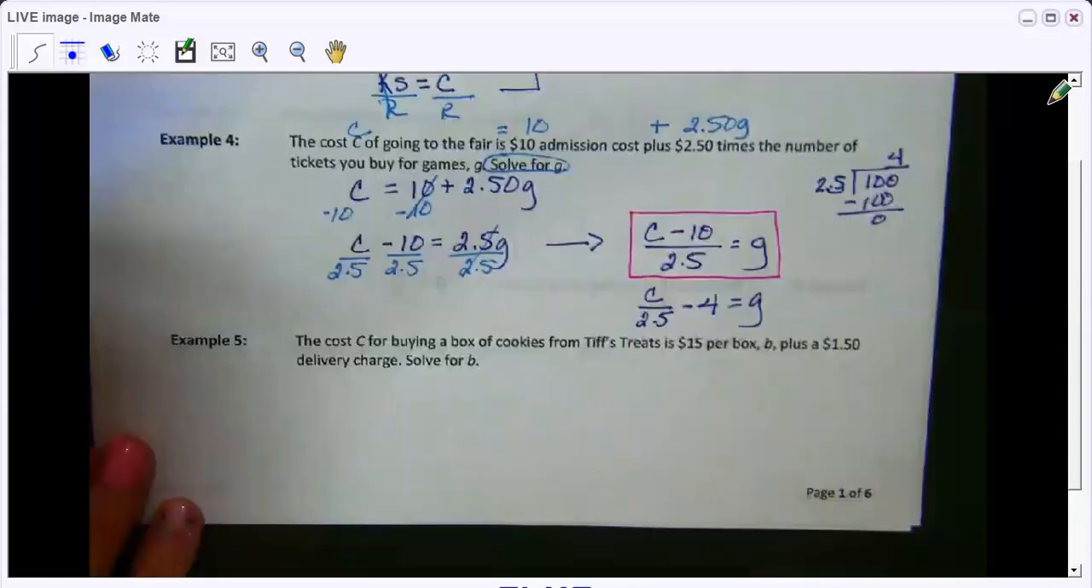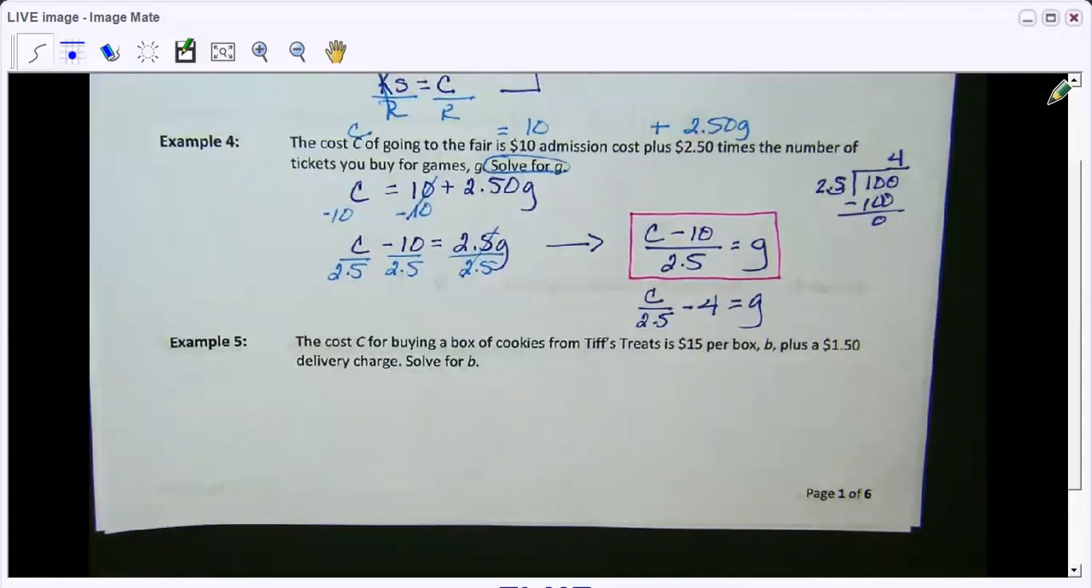The cost C for buying a box of cookies from Tiff's Treats is $15 per box B plus a $1.50 delivery charge. Solve for B. Okay, I want you guys to write the equation on your own. So I want you to write the equation out, discuss it with your partner to help you out.